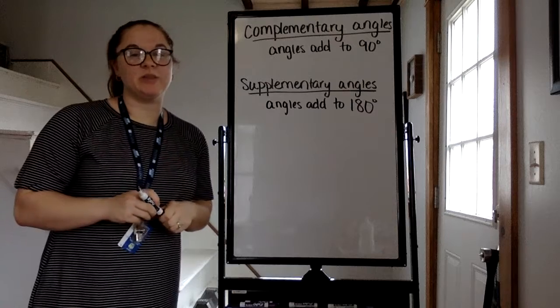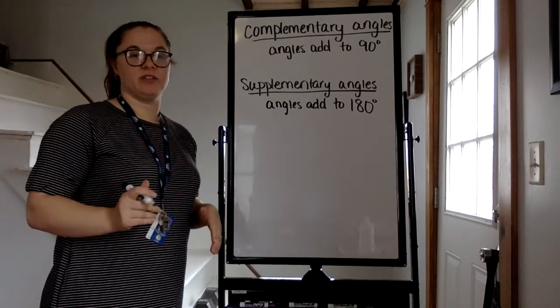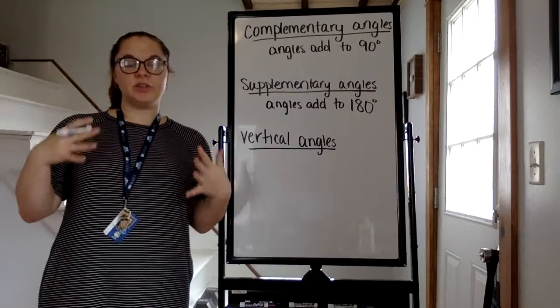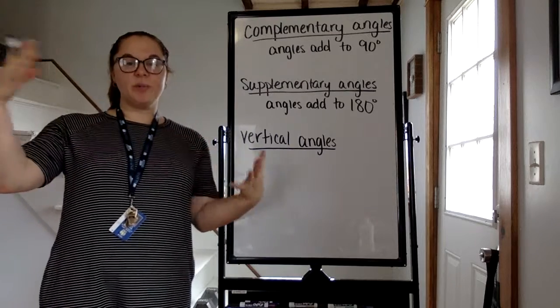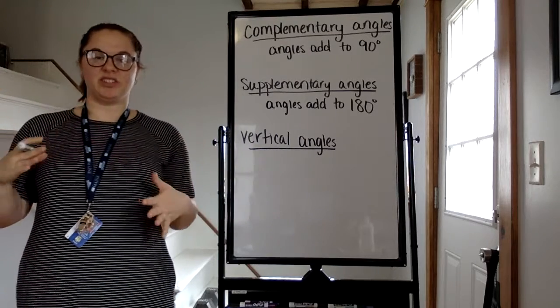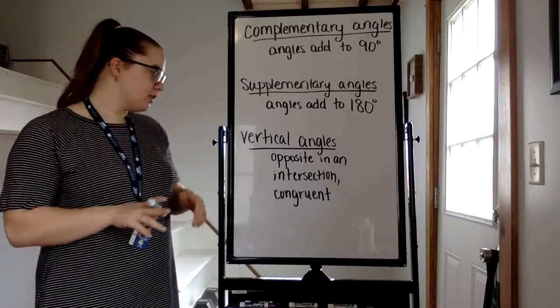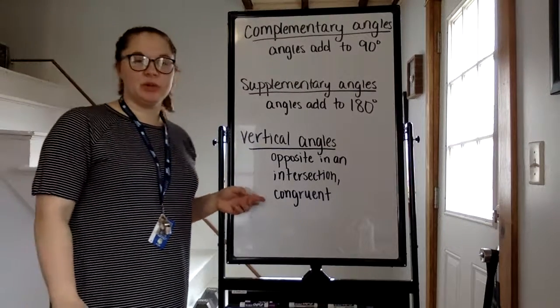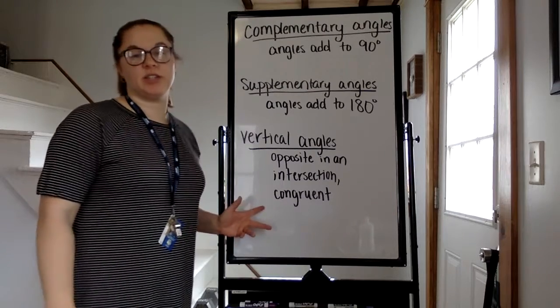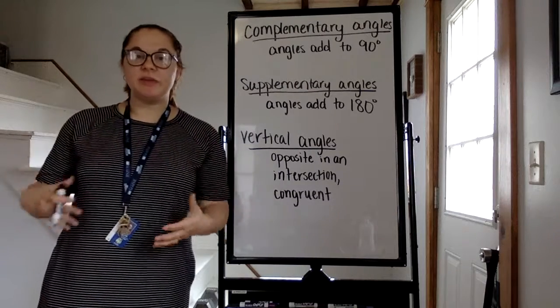The last type of angles we're going to talk about are vertical angles. Vertical angles are two angles that are opposite one another in an intersection, and they're congruent. So let's unpack this definition. The first part that's really important is congruence. Congruent is just a way of talking about angles. That means that they're the same.